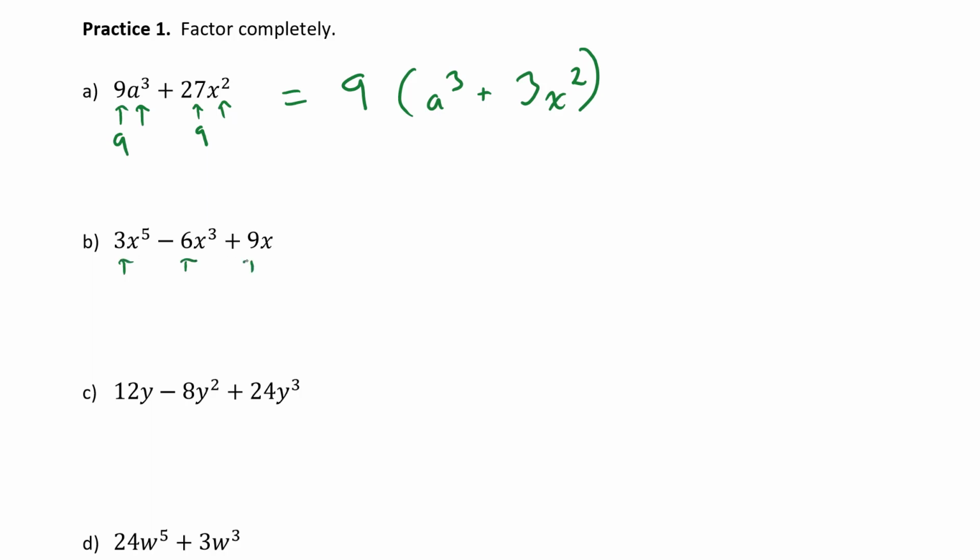Look at the numbers. I can pull a 3 as a common factor out of all of them. Can also look at the variables. I can pull just a single x out. Why just a single x? Because that's x cubed, and that's x to the 5. So I can only go with the lowest degree term. X to the 1 is the lowest degree. So when I solve this, I get 3x comes out, leaving me with x to the 4 minus 2x squared plus 3.